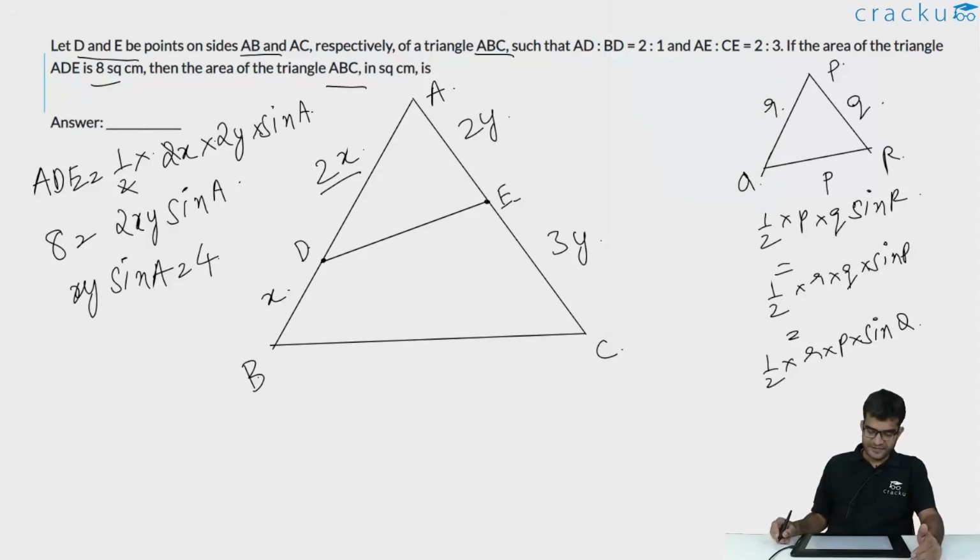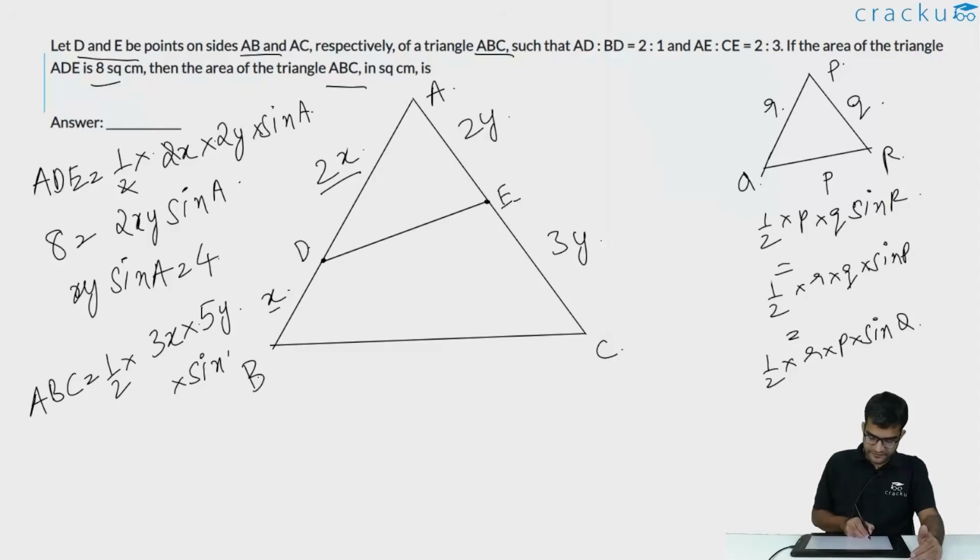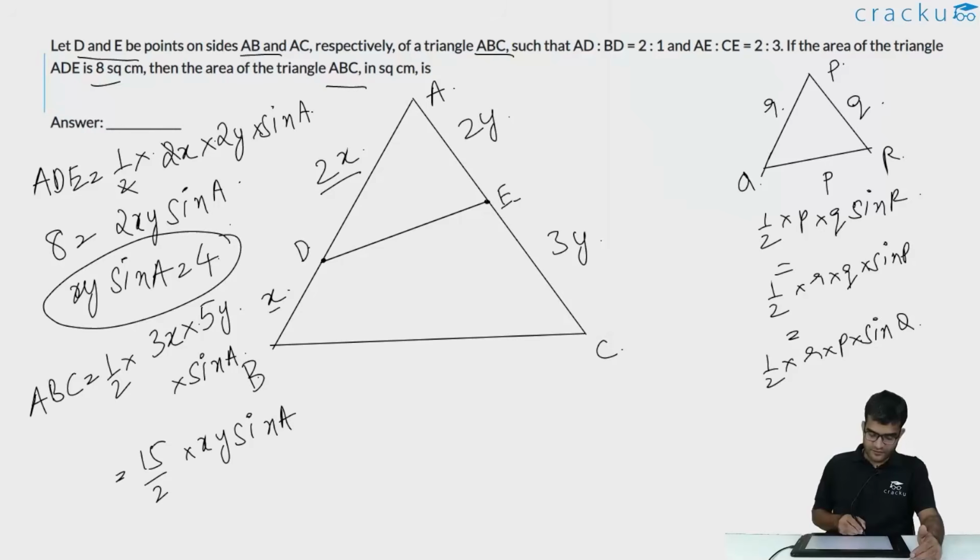What is the area of triangle ABC? That is equal to half into AB, which is equal to 3x, into AC, which is equal to 5y, into sine A. So this is equal to 15 by 2 into xy sine A. We know that xy sine A is equal to 4. So the area of triangle ABC will be 15 by 2 into 4, which is equal to 30 square centimeters.